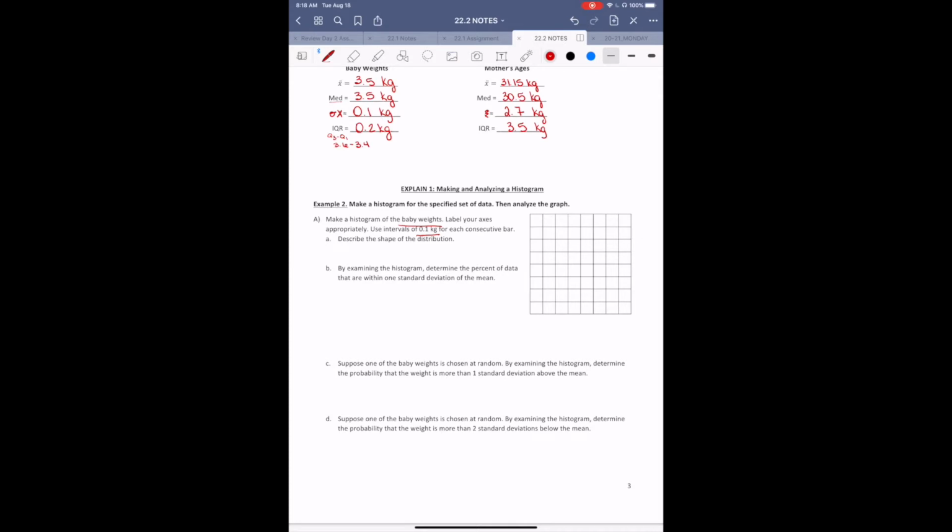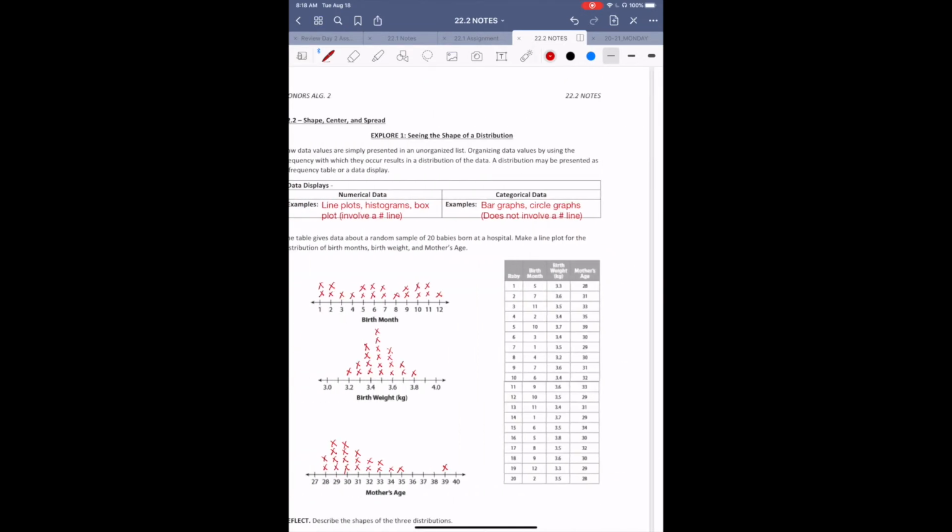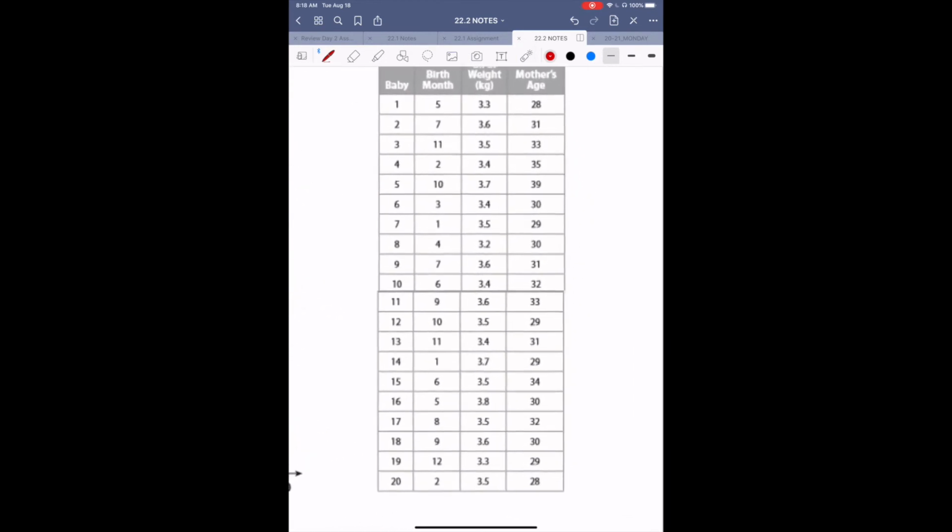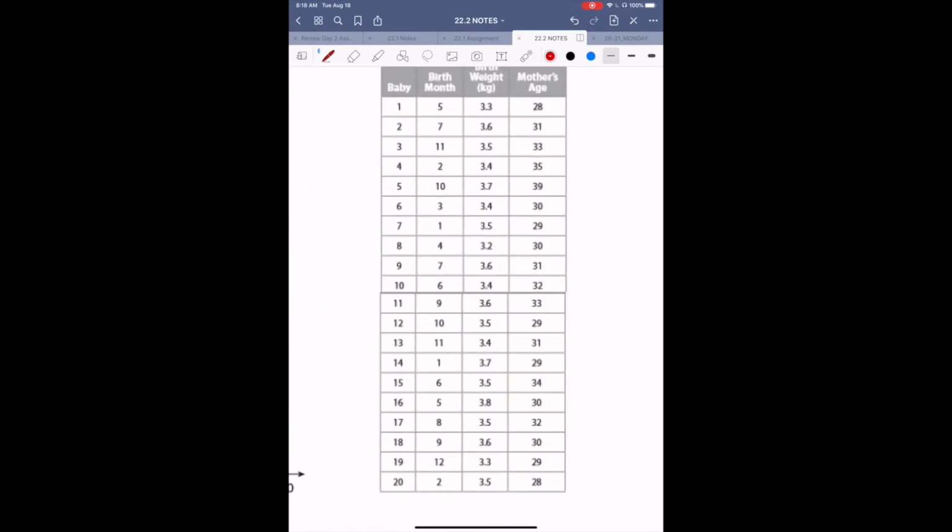All right, so that means we are looking at the baby weights. Now, if we go back and look at the baby weights, you can see we range from 3.2 as our smallest, I believe, all the way up to 3.8. Right, so this is our smallest value. This is our largest value. That means that our table has to range from 3.2 to 3.8.